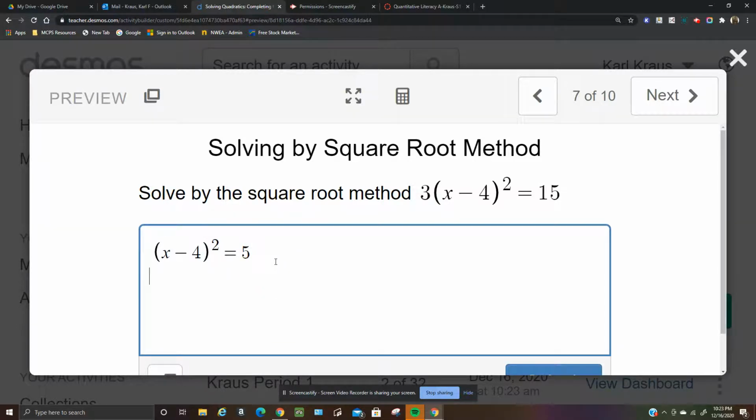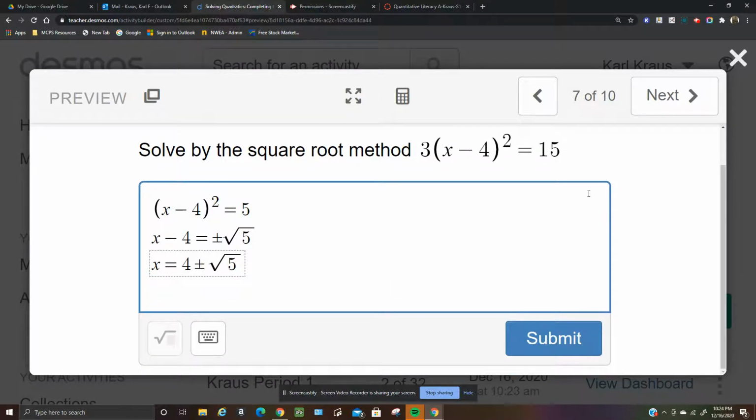Take the square root of both sides. So x minus 4 equal plus or minus square root of 5, add 4 to both sides. So 4 plus or minus square root of 5.